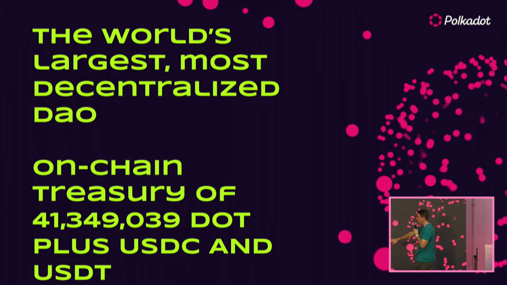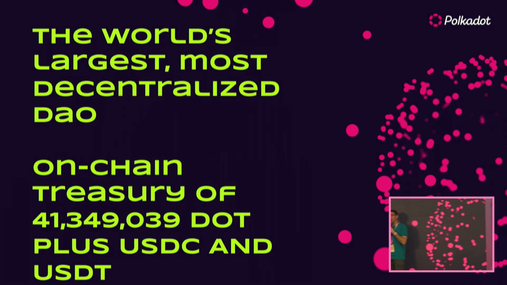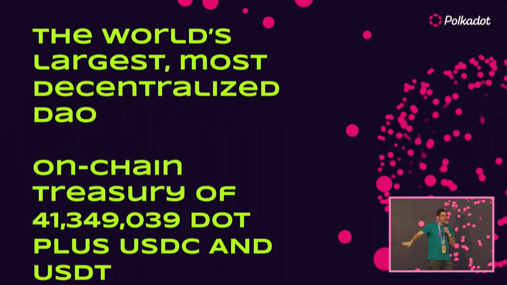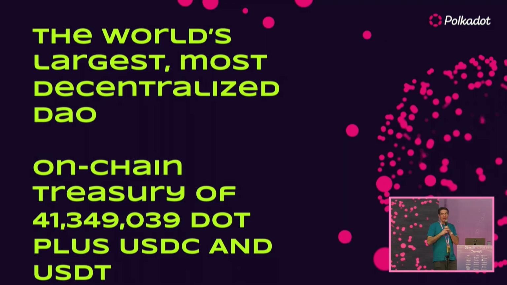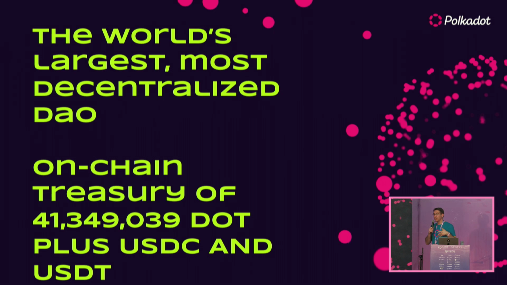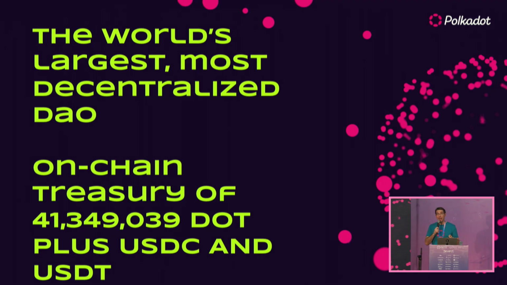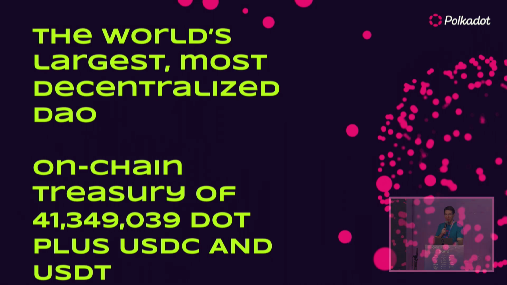And currently in the Polkadot Treasury, there are over 41 million DOT. That number was correct as of yesterday, about 24 hours ago, plus USDC, USDT, and we are looking at having the ability to include other tokens in this. So it's actually a very powerful spending and spending control mechanism that is powered and voted on by all DOT holders.